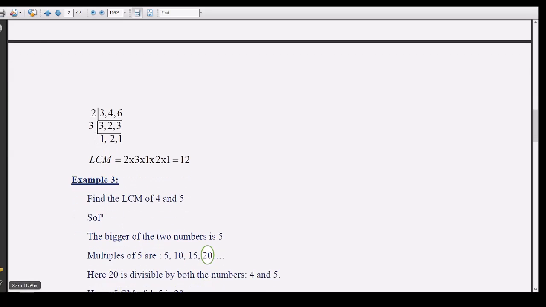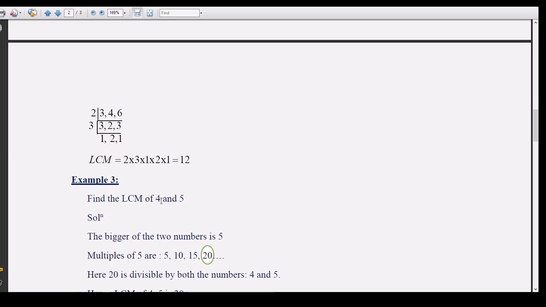LCM should be 2 multiply 3 multiply 1 multiply 2 multiply 1. 2 multiply 3 is how much? 6. 6 multiply 1, 6. 6 multiply 2, 12. 12 multiply 1 is 12. Hence the LCM will be 12. You can find the LCM by finding the factors, or you can find the LCM by using this division method. Clear?